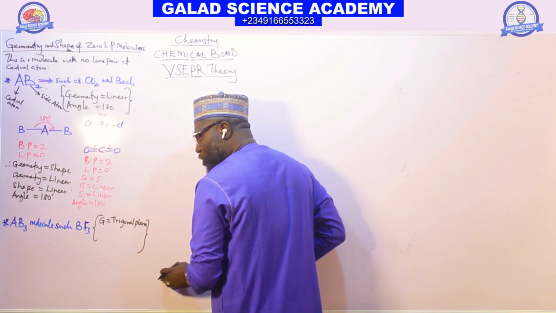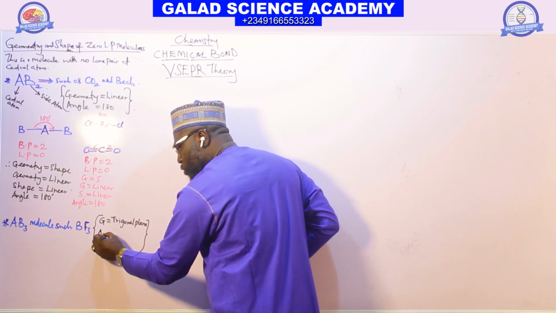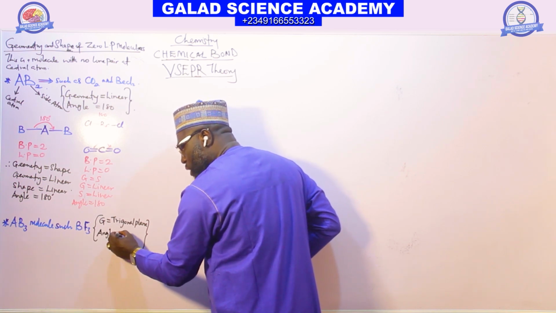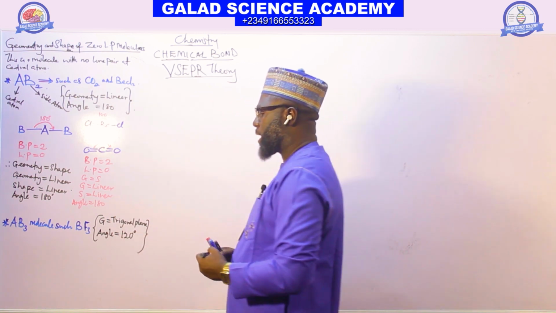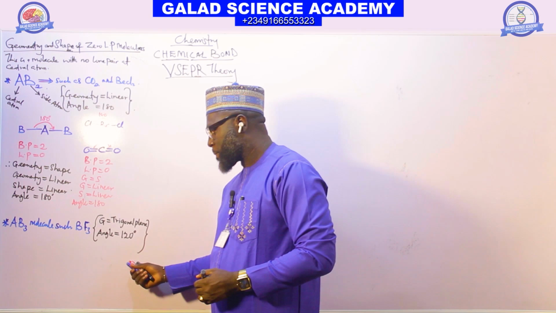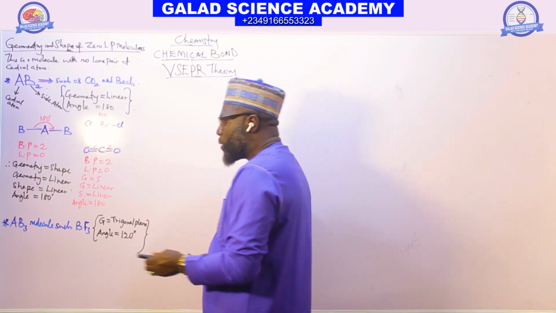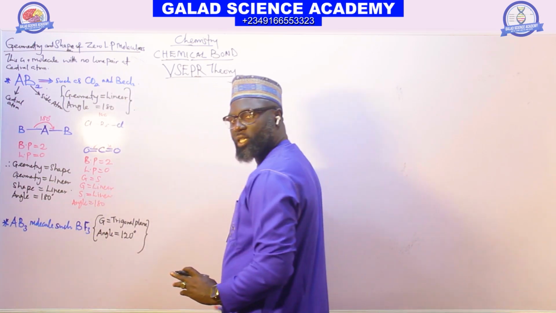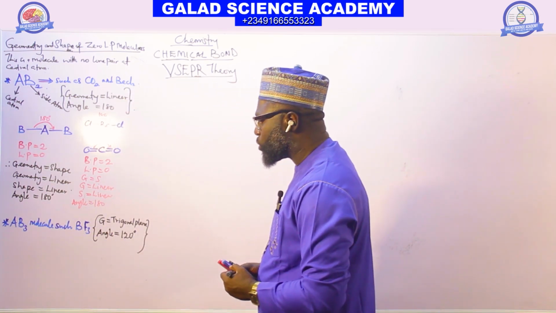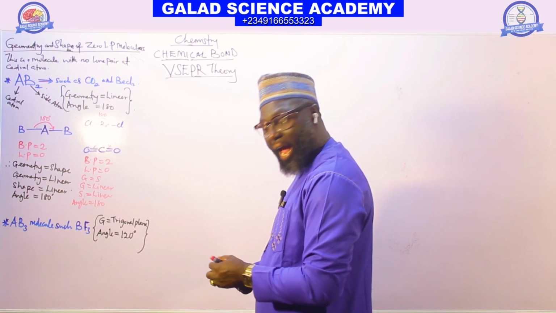That is their geometry, and their angle is 120 degrees, according to VSEPR. Here you can see that this A is the central atom, and this B is the side atom.